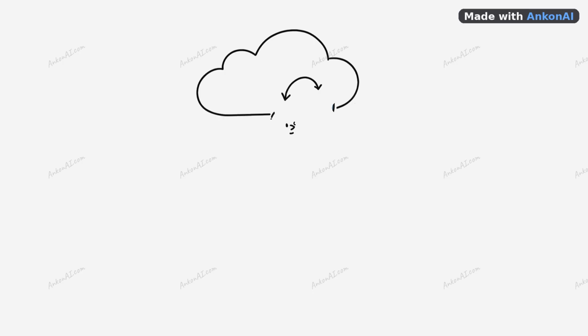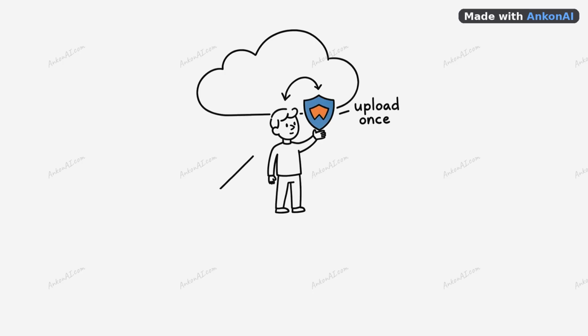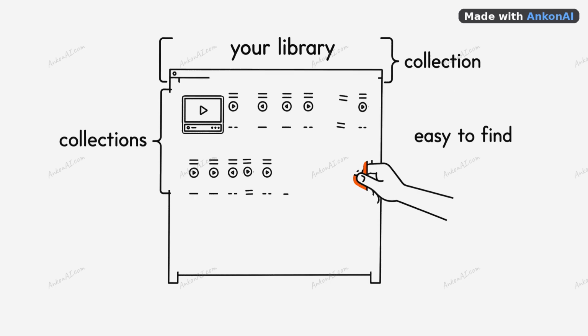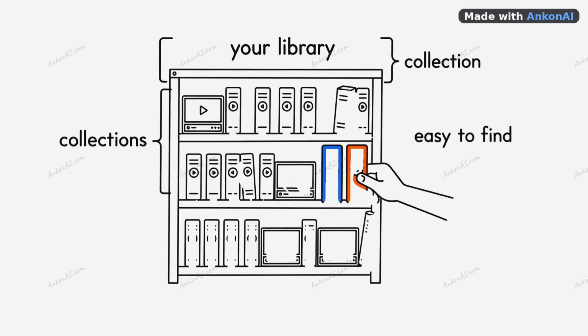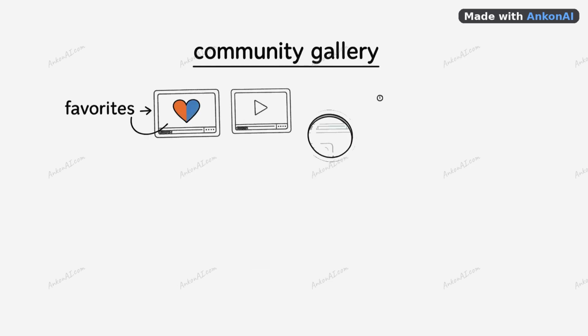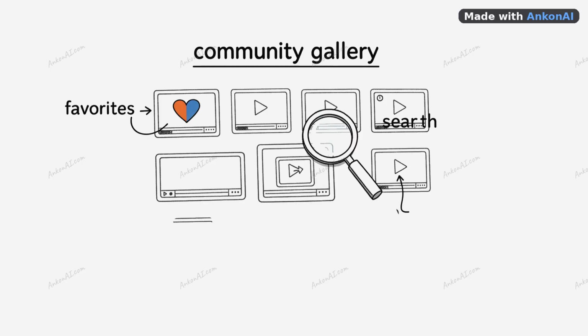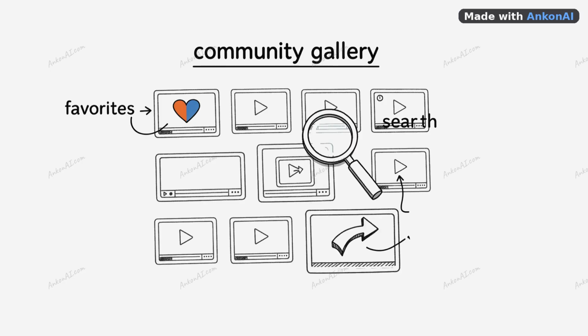Want every video to feel like your own brand? Upload your logo or watermark once, and Ankon automatically applies it to every export. As your library grows, Ankon helps organize everything with collections, making it easy to find videos whenever you need them. If you'd rather browse than create, explore the community gallery, where you can discover videos from other creators, search by topic, save your favorites, and share the ones you enjoy.